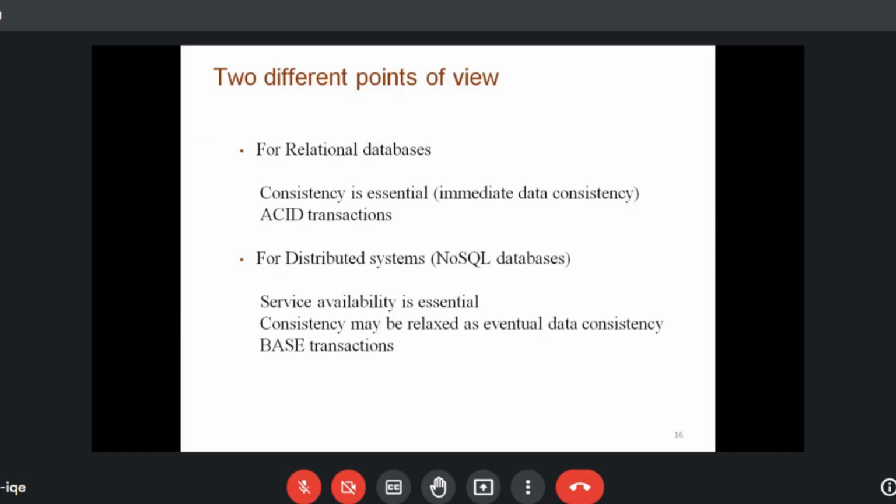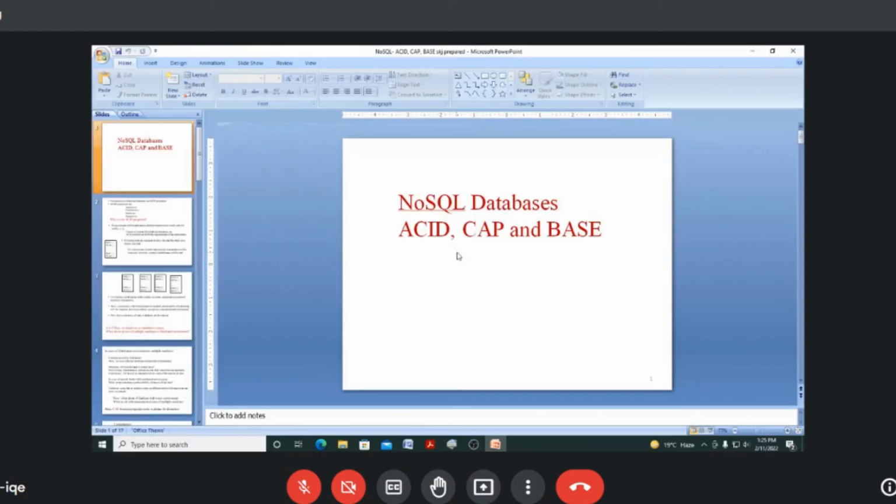So there are two different points of view. For a relational database, consistency is essential, immediate data consistency. For distributed systems and NoSQL databases, service availability is essential. Consistency may be relaxed as eventual data consistency or BASE transactions. Okay, so this was today's lecture.